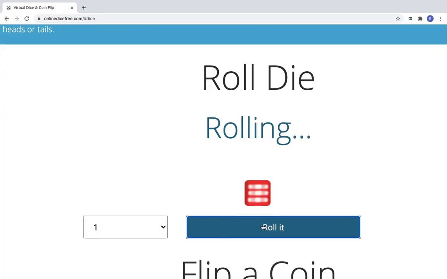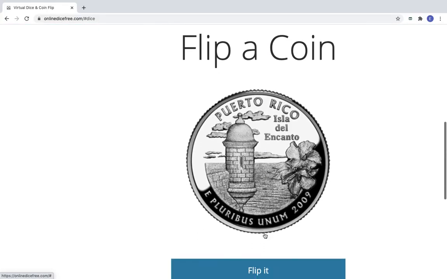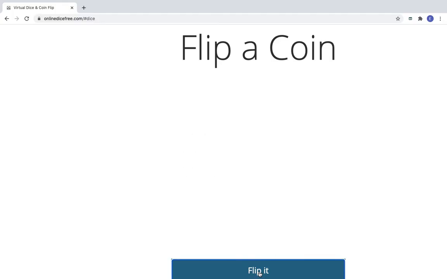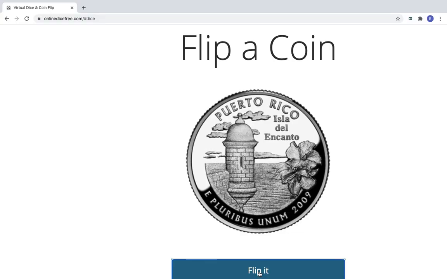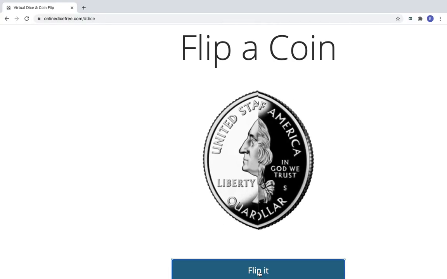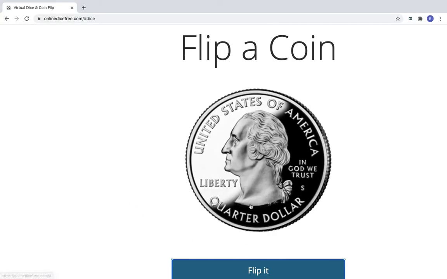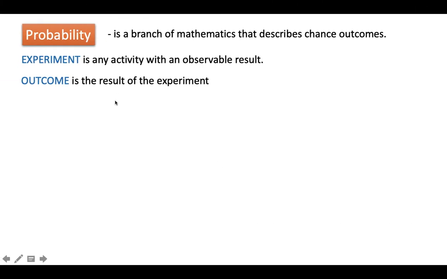So after rolling a die, the result is 2. It can be 2 again. It can be 6. These results are what we call the outcome. In flipping a coin, the result can be tails. It can be tails again. It can be another tails. Or it can be a heads. So these results are what we call the outcome.